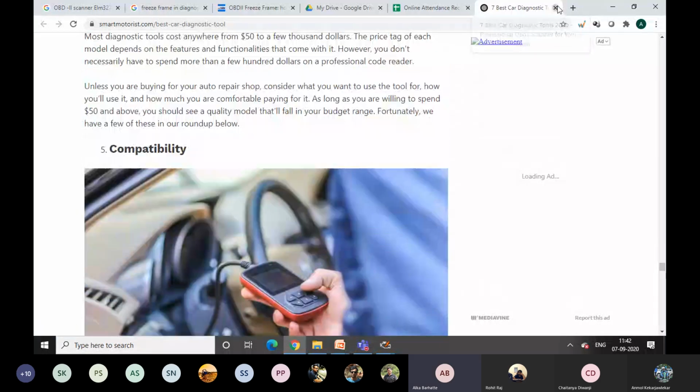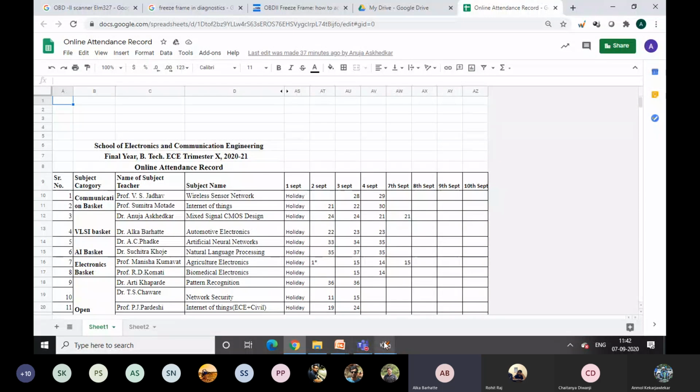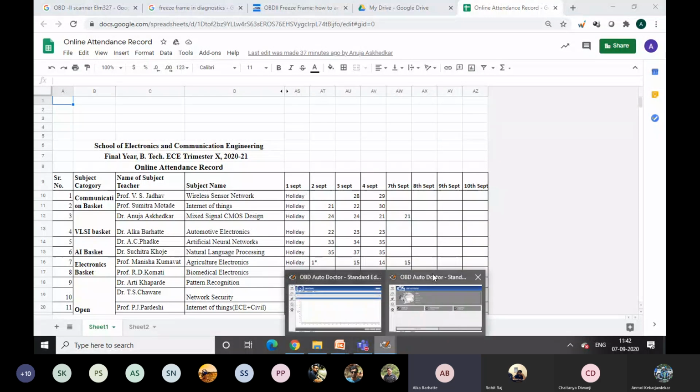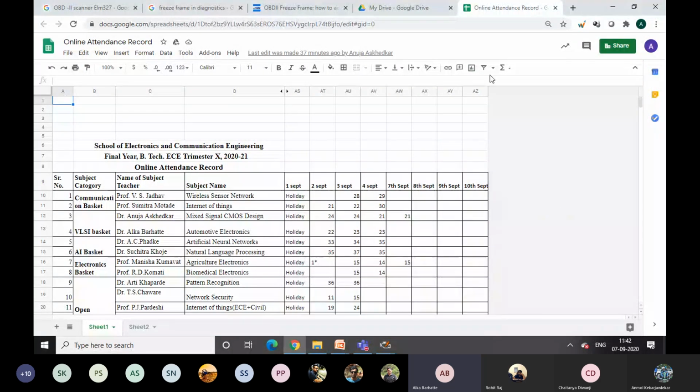We are not going into detail of those scan tools, which work very similar to this particular OBD Auto Doctor software. Everything is available with those particular scan tools, where it can be connected.